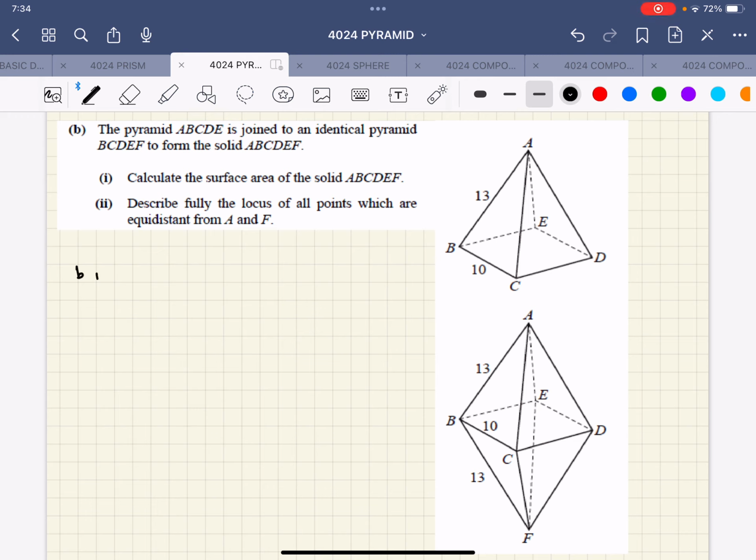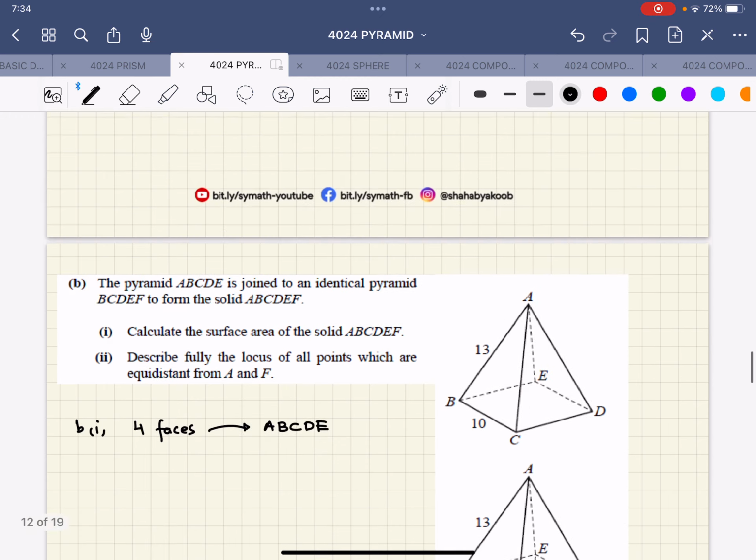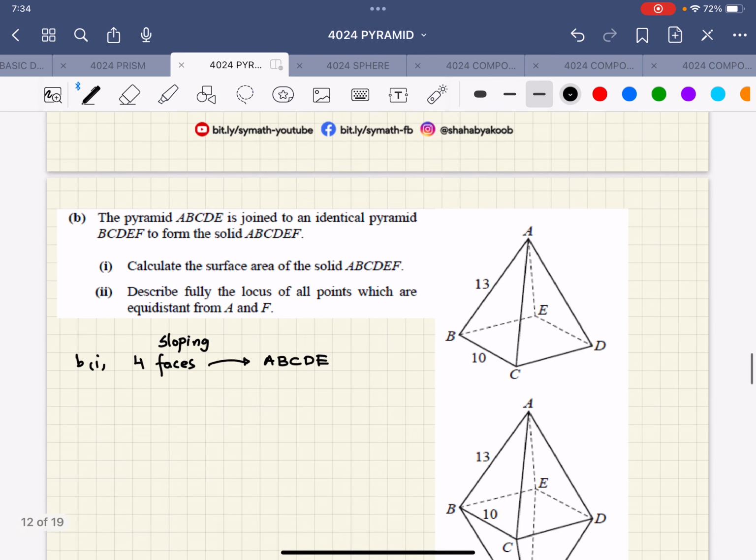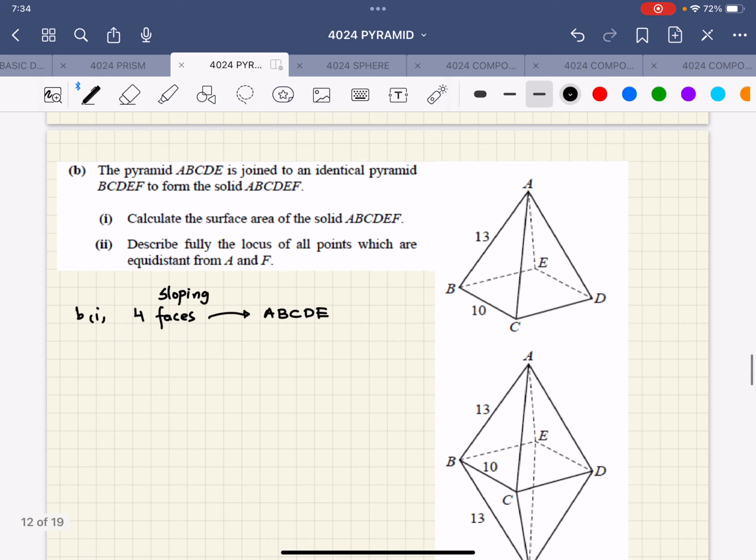So in part B, in part 1, there are 4 faces of A, B, C, D, E. That is this. It's the same triangle as before. This is 1, this is 2, this is 3, this is 4. And yes, there is a base. So let me just write 4 sloping faces. And when we talk about the other one, that is B, C, D, E, F, so 4 sloping faces for the same.